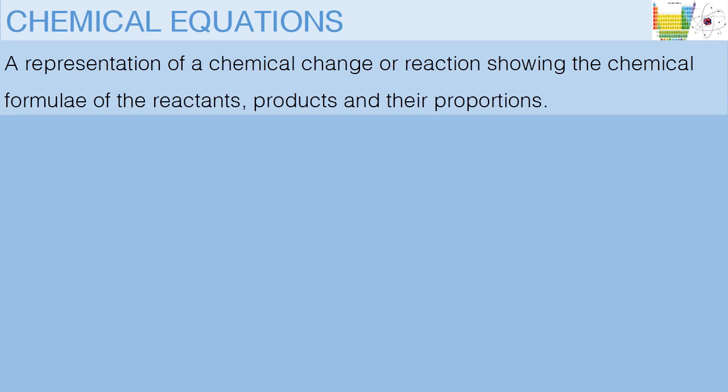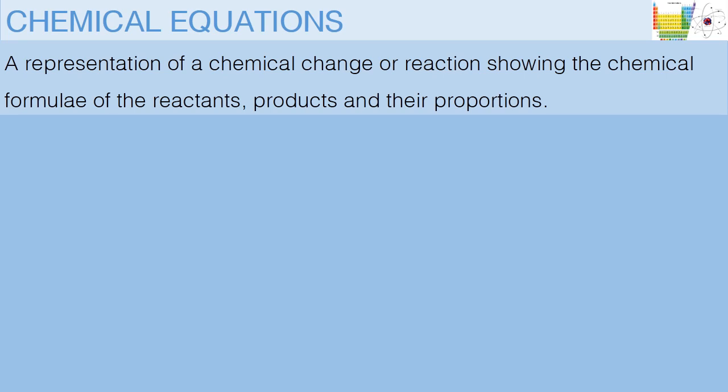From our previous classes, we have learned a lot about chemical formulae. Today, we're going to advance a little bit and learn about chemical equations. A chemical equation is a representation of a chemical change or reaction. It shows the chemical formulae of the reactants, products, and their proportions.